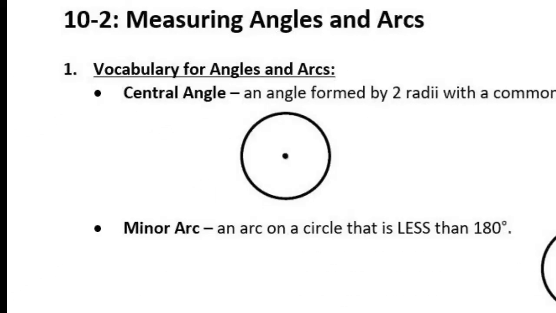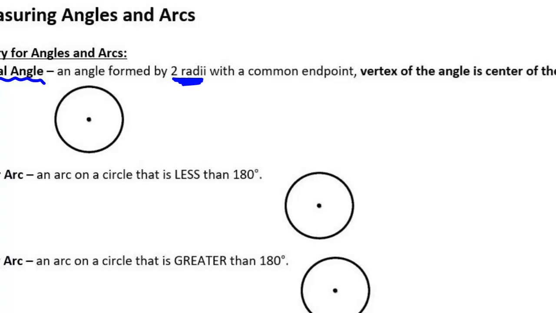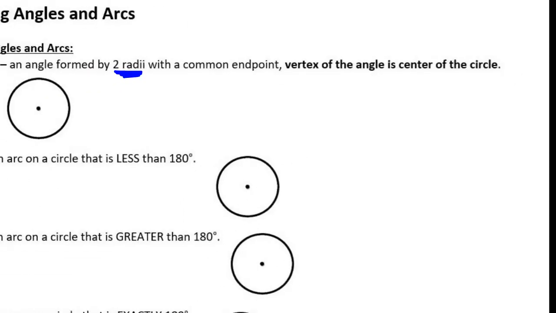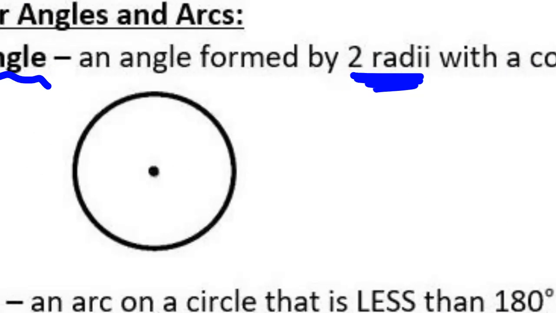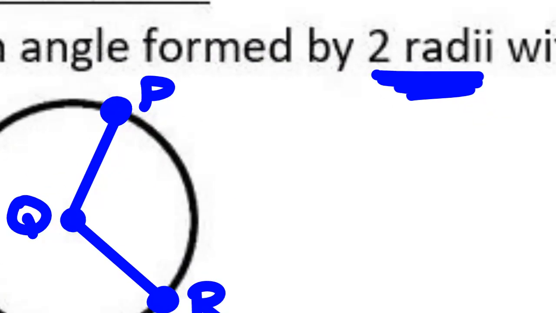The first one that we're going to talk about is a central angle. A central angle is an angle formed by 2 radii that have a common endpoint. The vertex of the angle is the center of the circle. So a central angle would look something like this. So angle PQR would be a central angle.